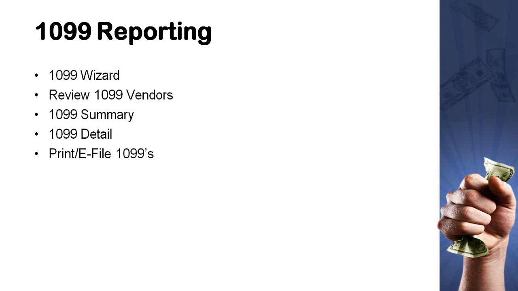And then at the end of the year, you can do your 1099 reporting. There's a 1099 wizard you can review, where you can review all the 1099 vendors and make sure that you didn't miss anybody. There's also a 1099 summary, a 1099 detail, and then you can print or e-file the 1099s. Now again, this is probably for somebody who's done payroll before, or has a really good understanding of all the rules, regulations, and requirements that go into 1099 and W-2 reporting.